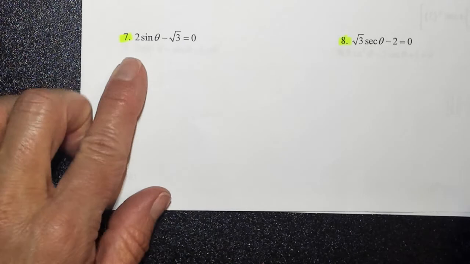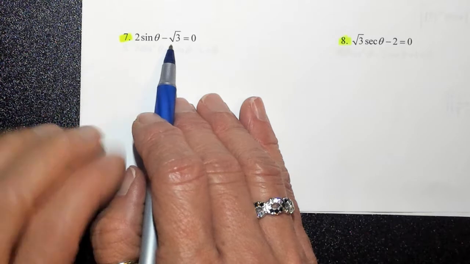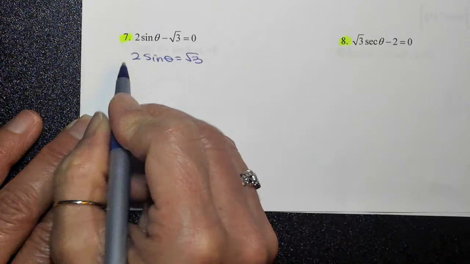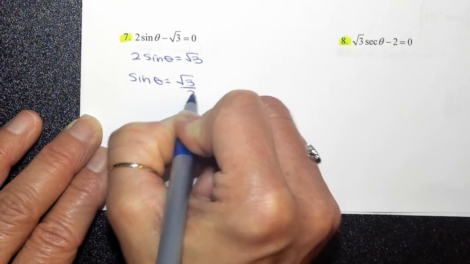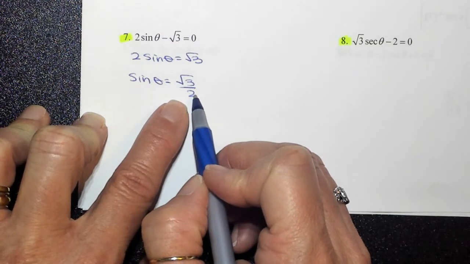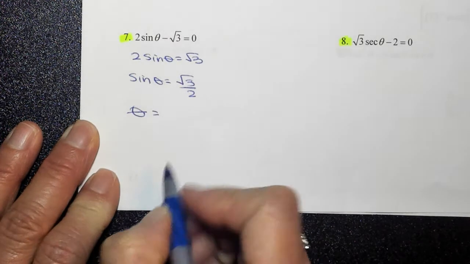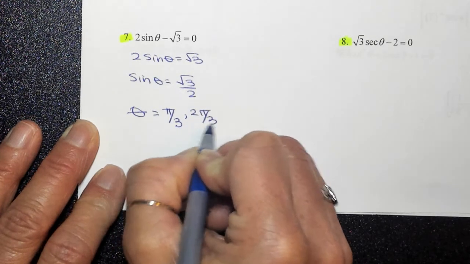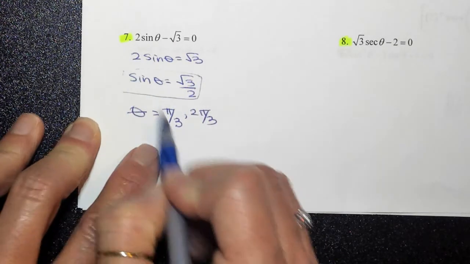Let's jump down here to number 7. Now if you think back about the steps, it says to isolate the trig function. So the first thing we need to do is add the square root of 3. Then we need to divide by 2. Okay, sine is positive in the first and second quadrants. This family is pi over 3 and 2 pi over 3. Meaning if I plug these back in here, I'm going to get 0, or really if I plug back in here, these are the answers I would get.